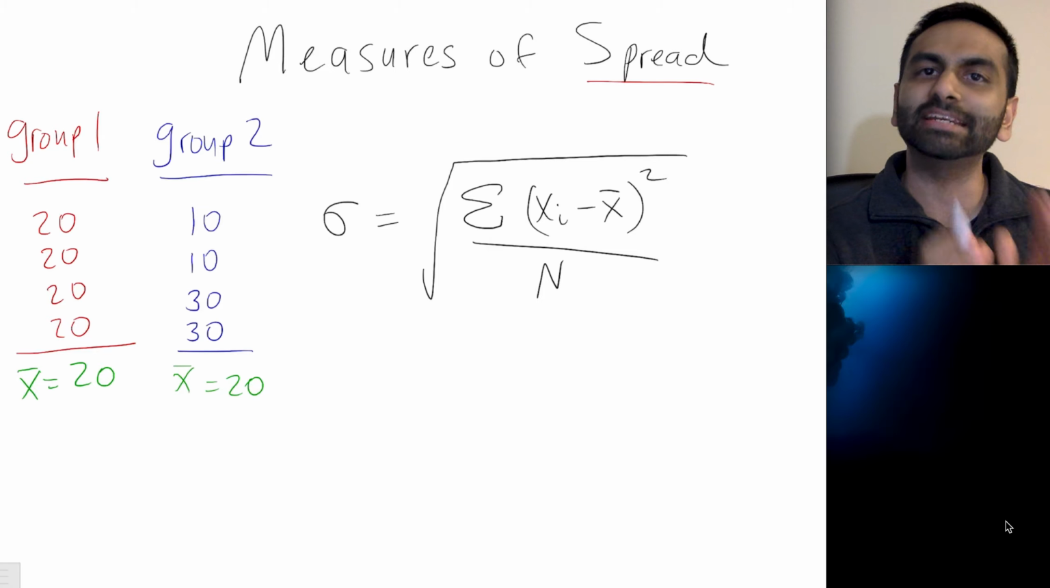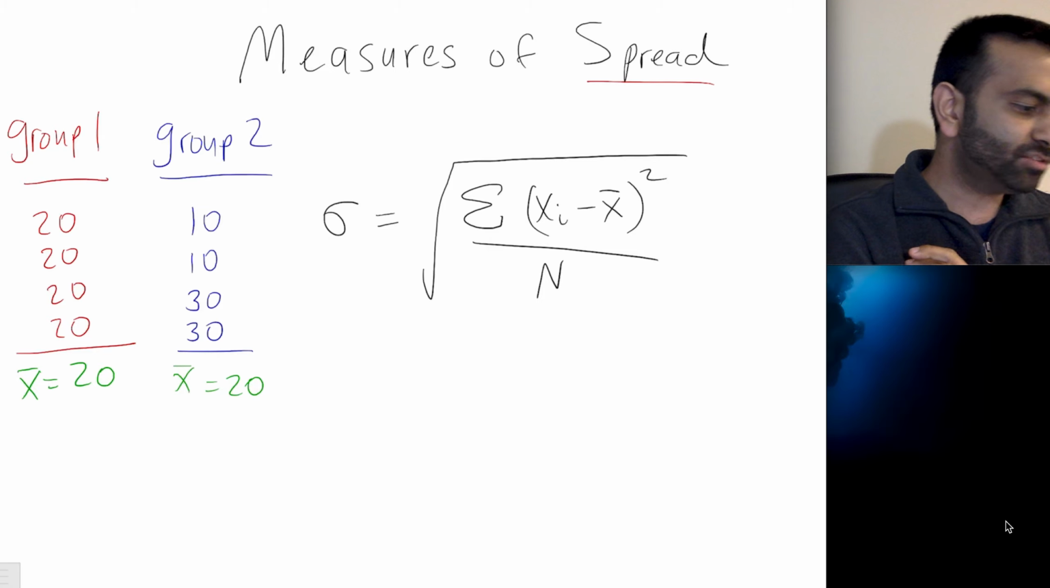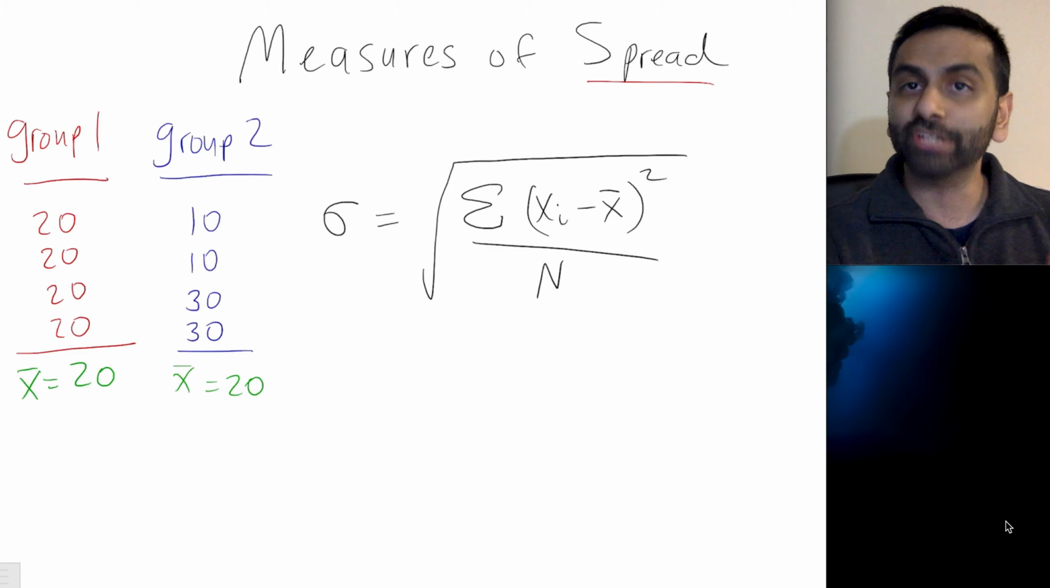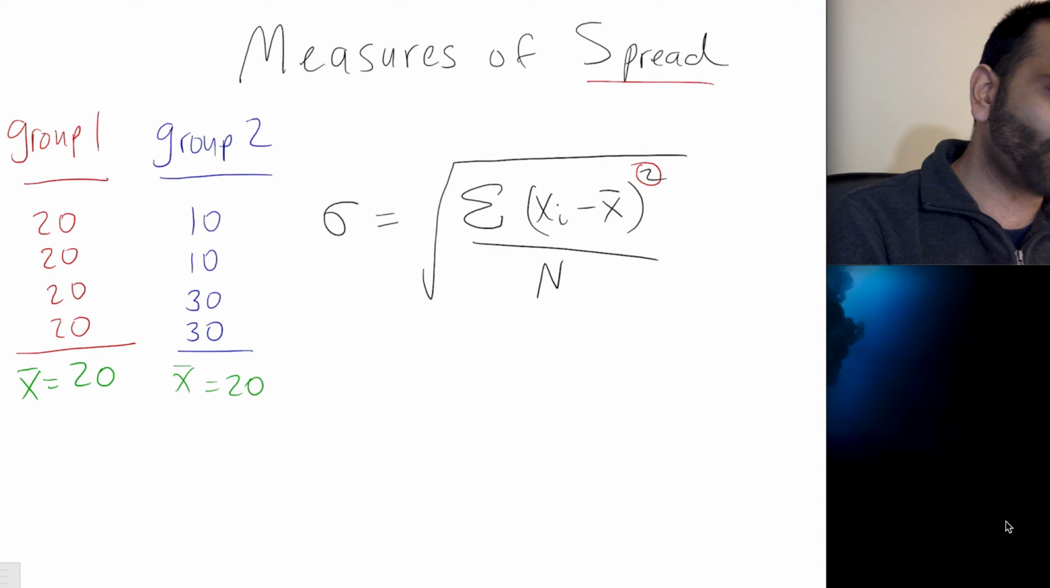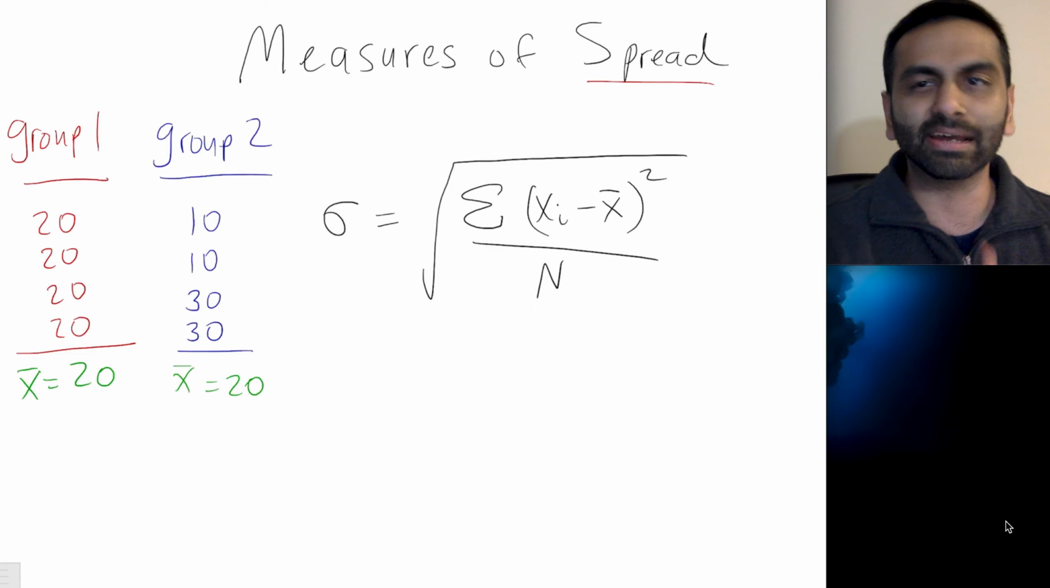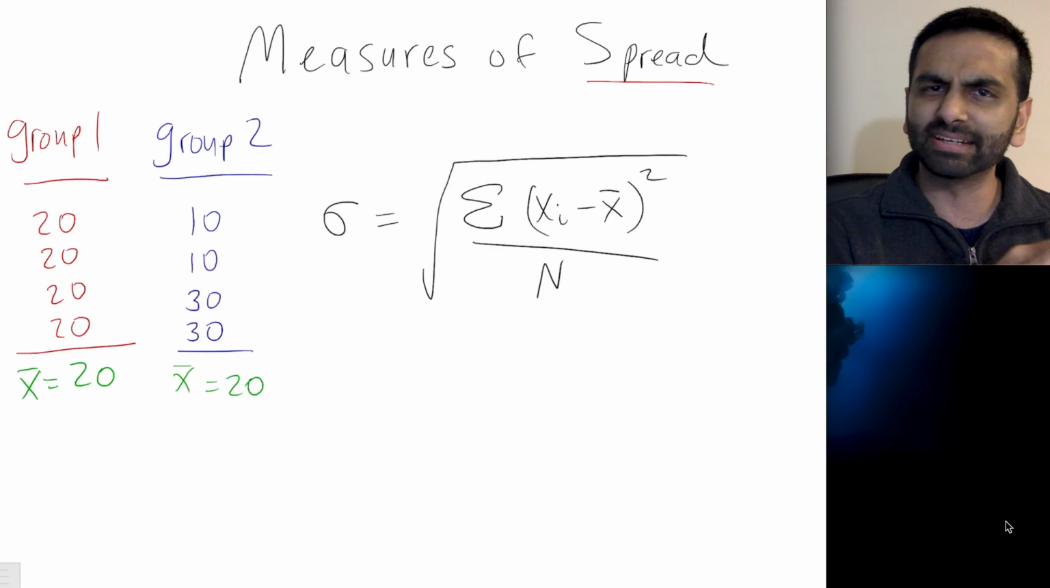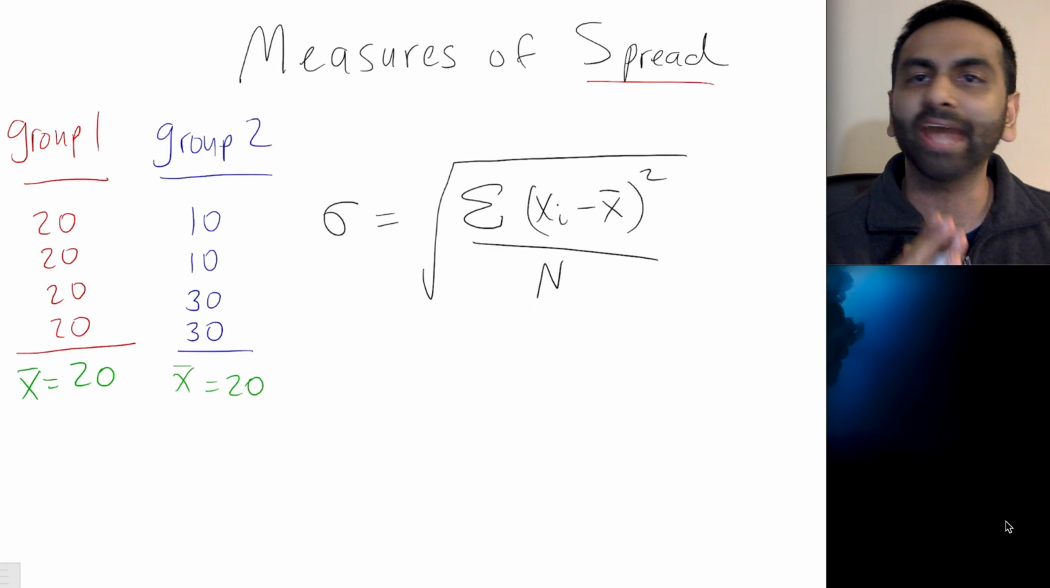It's really looking at the difference between each observation and the average. How far is each observation from the average? Now it's squaring it. The purpose of squaring is that you don't have a bunch of positive and negative differences canceling each other out.